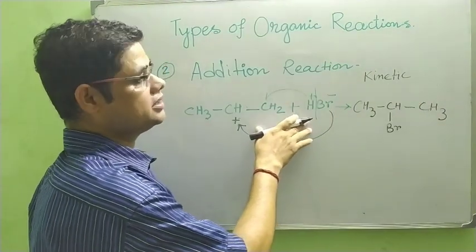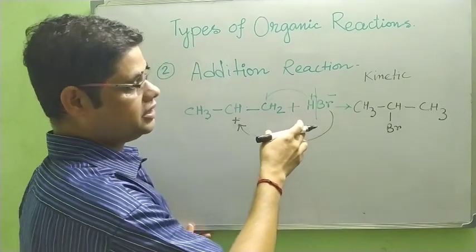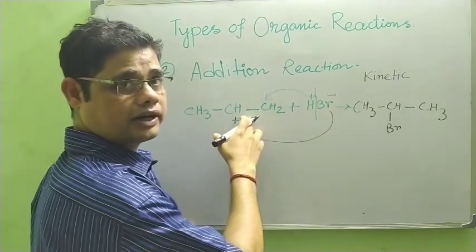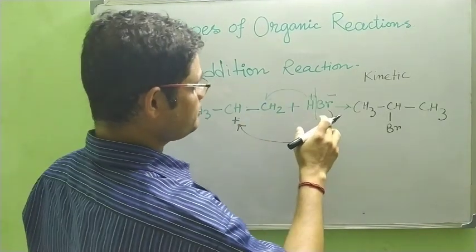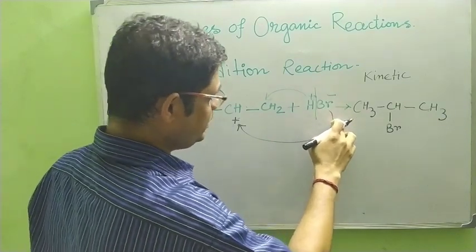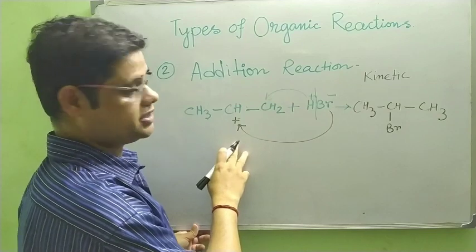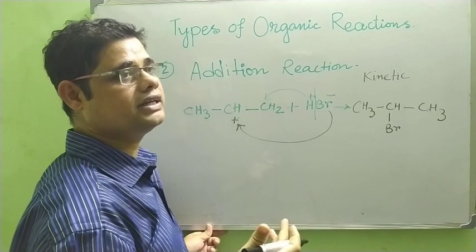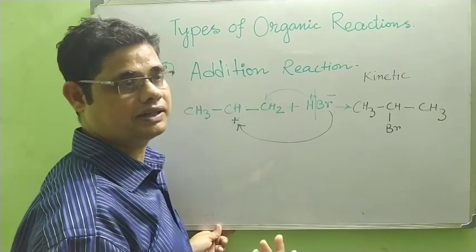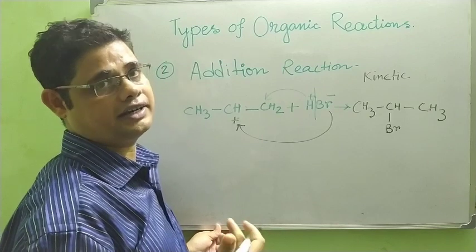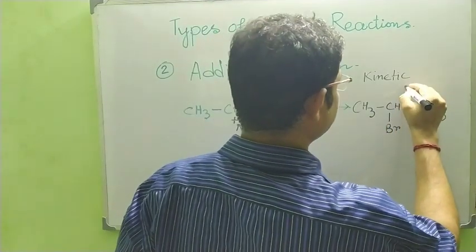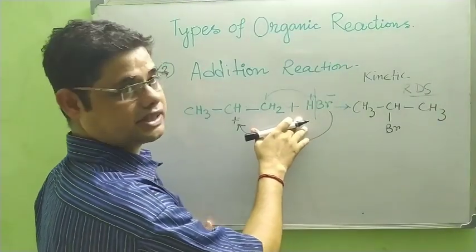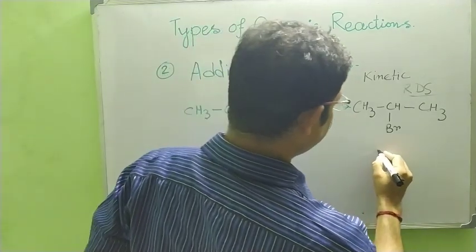This reaction is a two-step reaction. In the first step, H plus attacks this carbon and a carbocation is produced. Then Br minus attacks in the second step. Considering reaction kinetics, the first step is the difficult step or slow step. It is called rate determining step or RDS. First step is rate determining step. So it is an electrophilic addition.